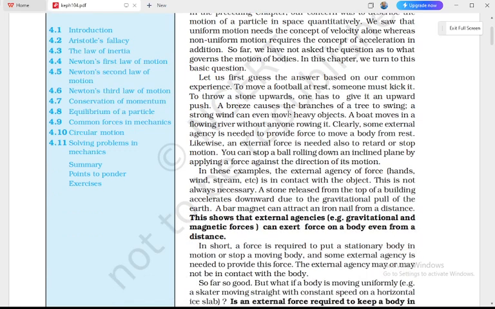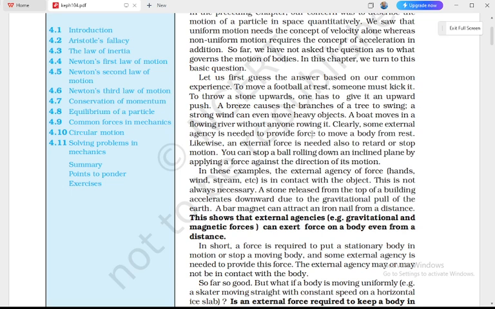Let us first guess the answer based on our common experience. To move a football at rest, someone must kick it. To throw a stone upward, one has to give it an upward push. A breeze causes the branches of a tree to swing. A strong wind can even move heavy objects. A boat moves in a flowing river without anyone rowing it.